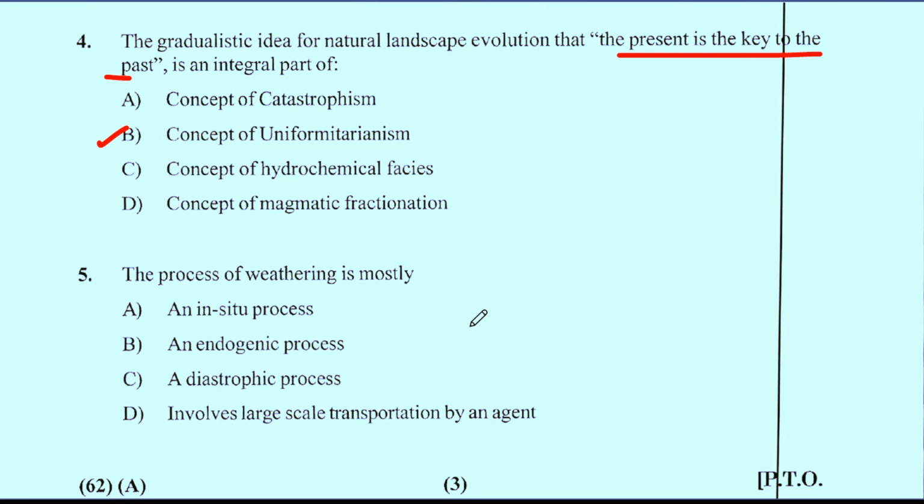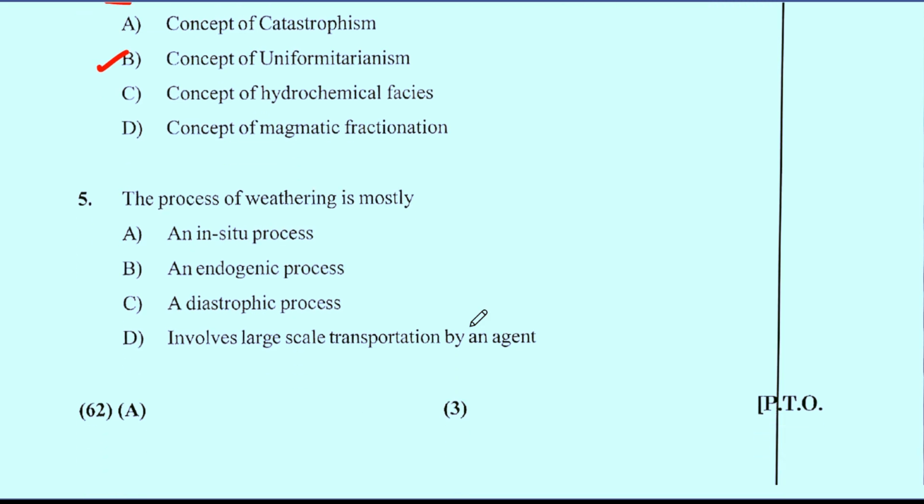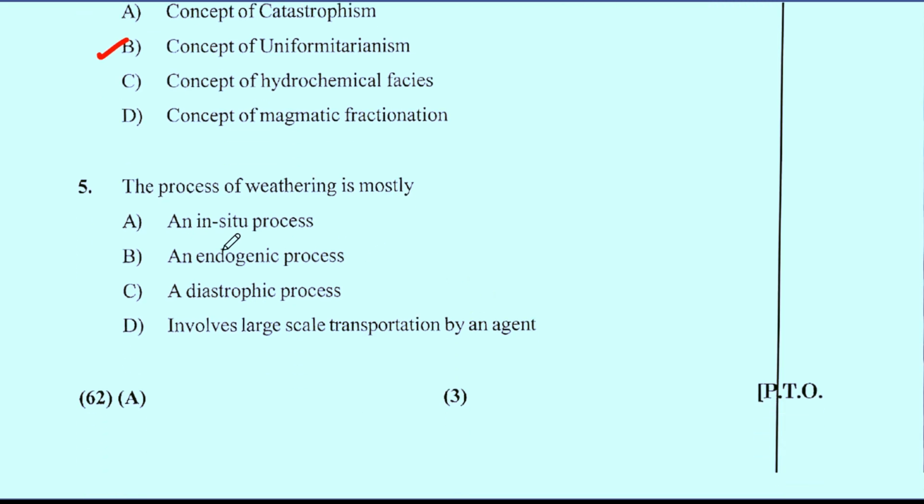Okay, and the next question is the process of weathering is mostly. Weathering is an in situ process. Diastrophic processes are mountain building processes. And endogenic processes are those which occur within the earth, like earthquake, volcanic eruptions, like that. And exogenics are weathering. Weathering itself is an exogenic.